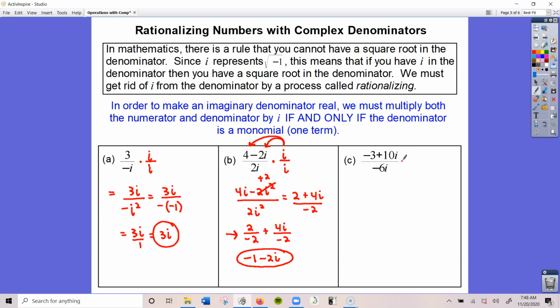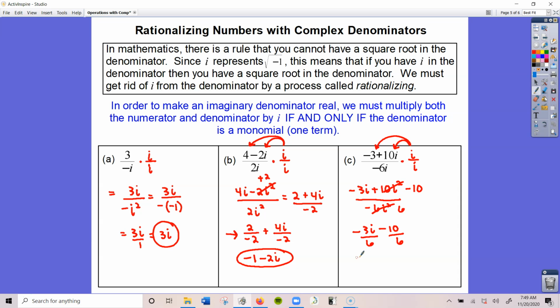Now over here, same thing. I'm going to multiply by i over i. I'm going to distribute the i in the numerator, and that would give me negative 3i plus 10i squared. And this is going to be over negative 6i squared. Now remember, 10 times i squared is the same as 10 times negative 1, so this is negative 10. And negative 6 times negative 1 is equal to a positive 6. So I can rewrite this as negative 3i minus 10, and everything is divided by 6. So I'm putting them both individually over 6.